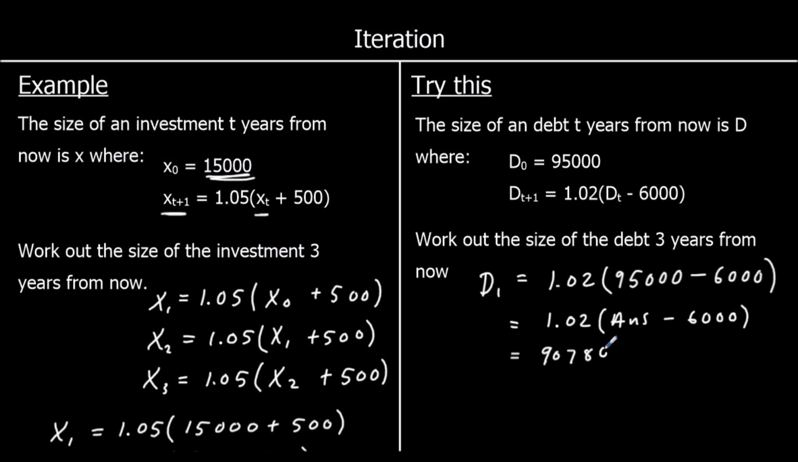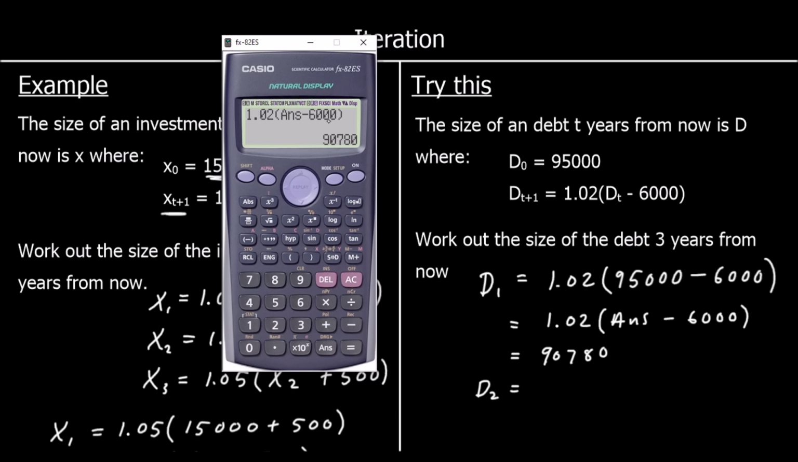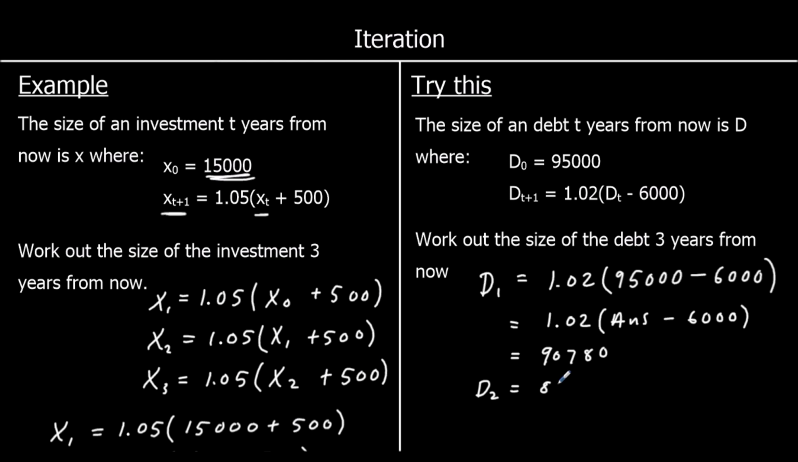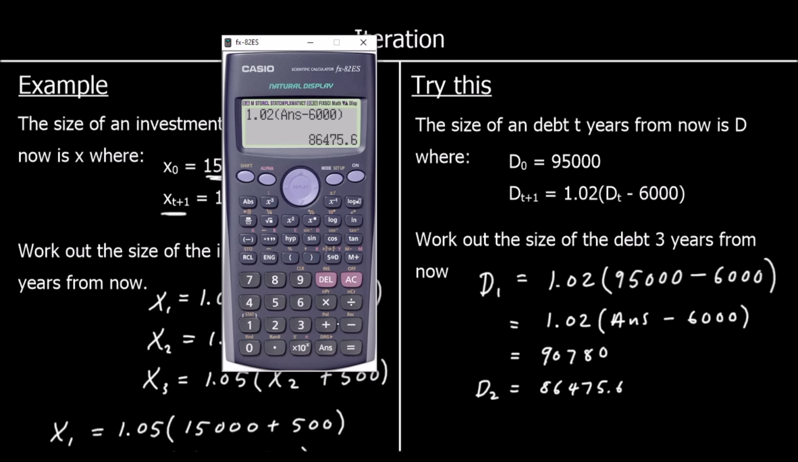And then to get D2, we just press equals again. So it's going to substitute that into the ANS for us. So press equals again. We've got 86,475.6. And one more time. So just press the equals button again for d3. So 82,085 and 11, probably pence.